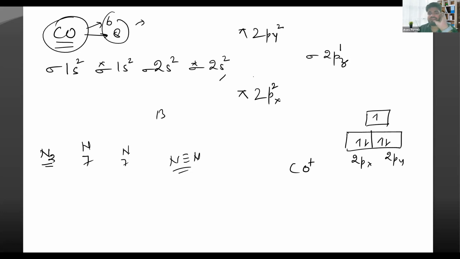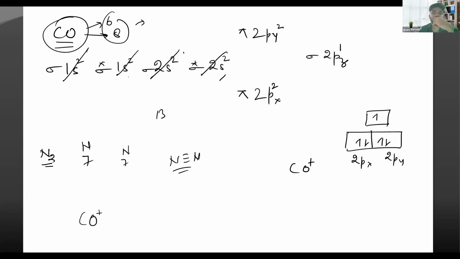So what's the bond order? You can easily calculate that there are 5 electrons. This will cancel out with each other, and this will cancel out each other. Okay, then how many electrons are there? 5 bonding electrons. So here is 13 electrons, and you will find the bond order is 2.5. And since it is CO positive, you understood? CO positive means if CO has 14 electrons, then positive means it has lost 1 electron. So it has 13.